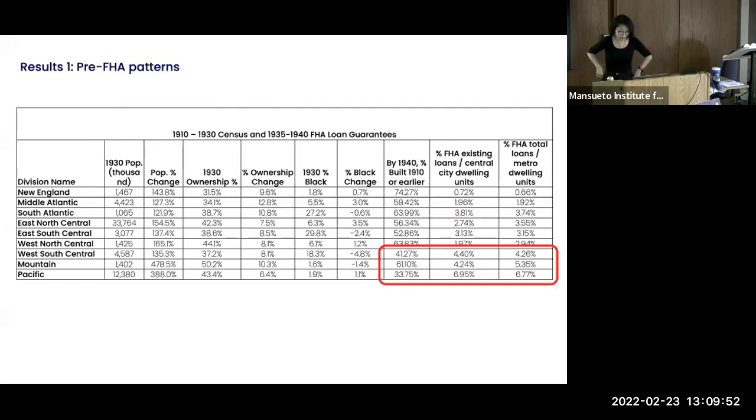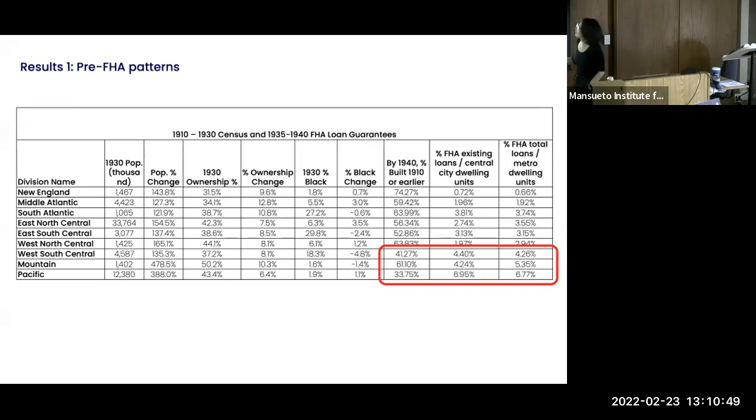So in terms of some of the results, table one here shows the extent of the FHA activity in the period between 1935 and 1940, and relates it to the census data. First we see again that the Pacific and Southwest Central have a larger percentage of housing stock built after 1910. I'm also looking at the proportion of FHA guarantees on existing loans, which I assume to be primarily in the central city areas of this period, and dividing that by the total number of central city dwelling units. And these percentages are, again, higher in the areas that I'm most interested in.